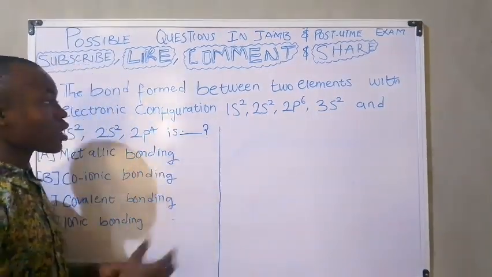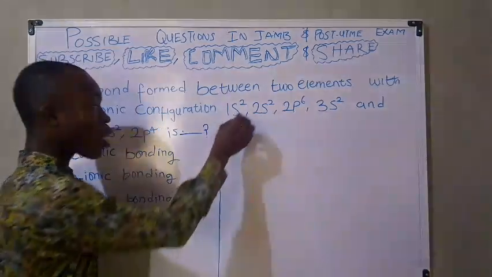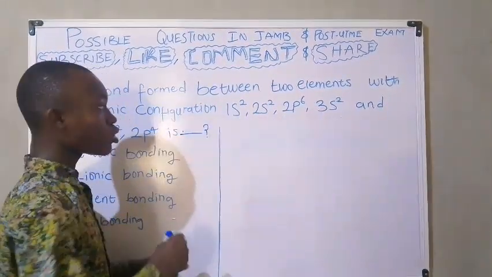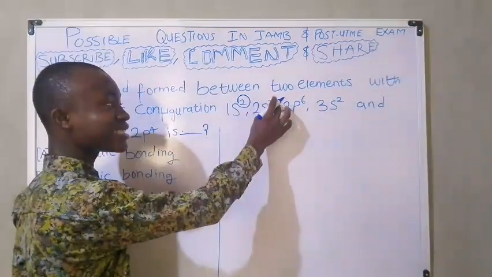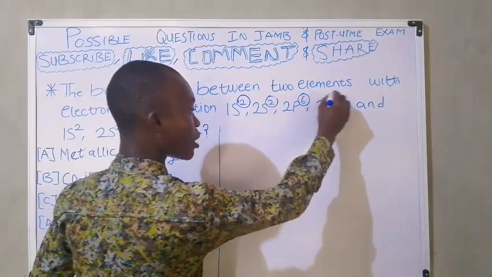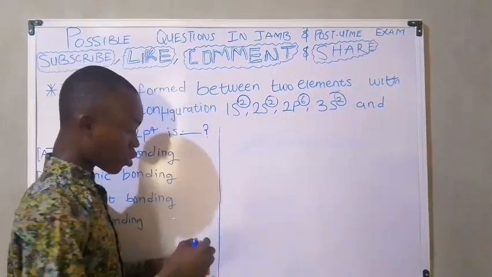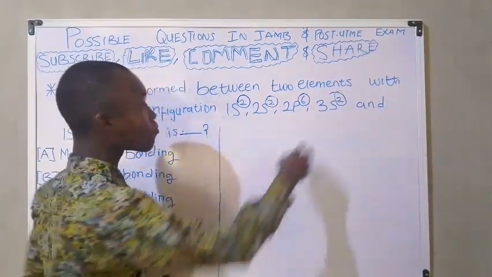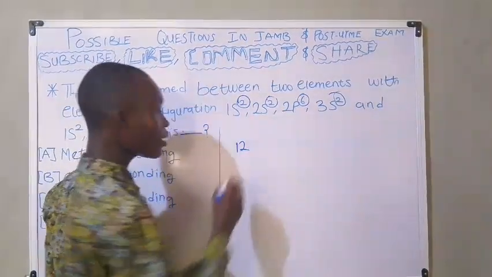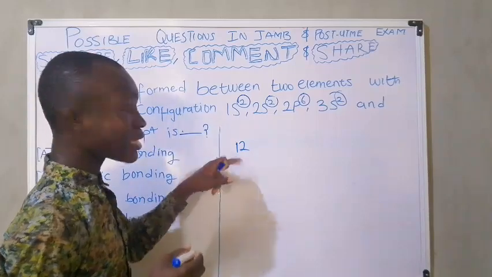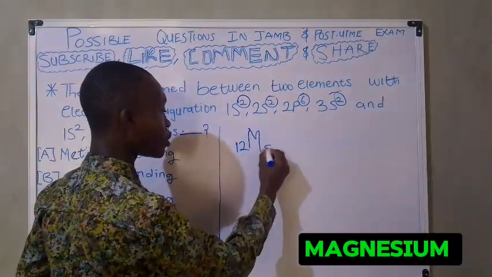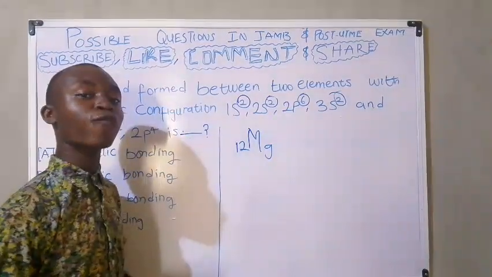Now let's start. How will I know which element this is? I'm going to add these upper numbers, the indices. So 2 plus 2 is 4, plus 6 is 10, plus 2 is 12. So the element with the atomic number of 12 is magnesium. That should be noted.